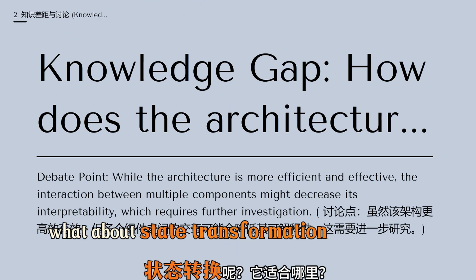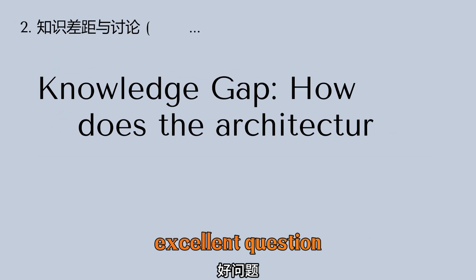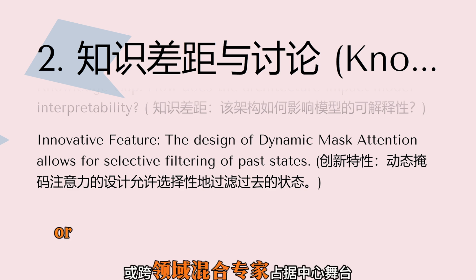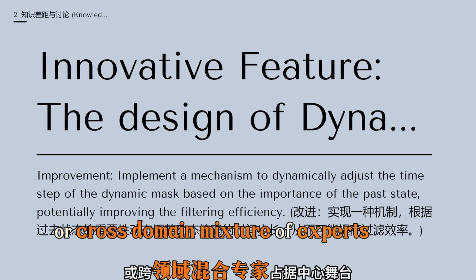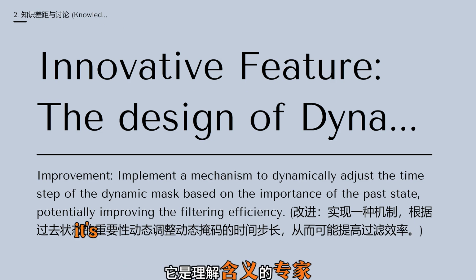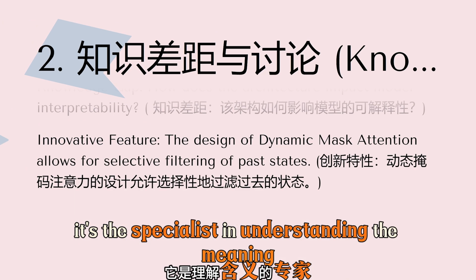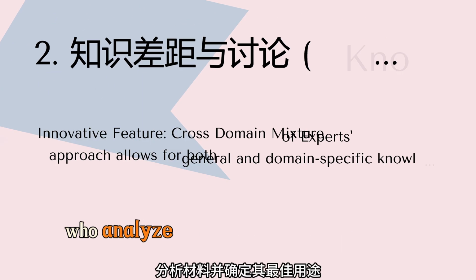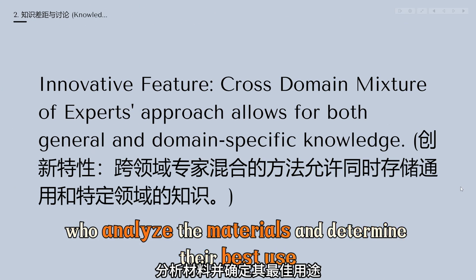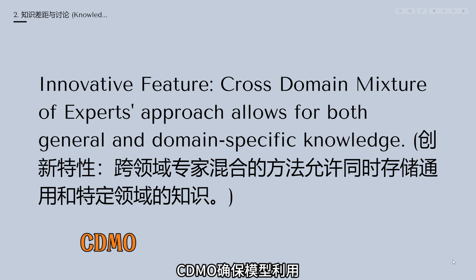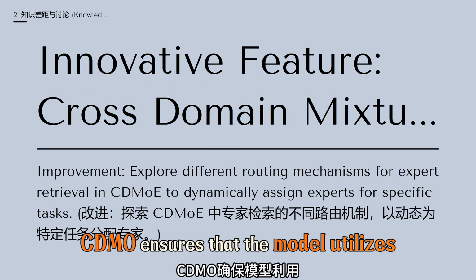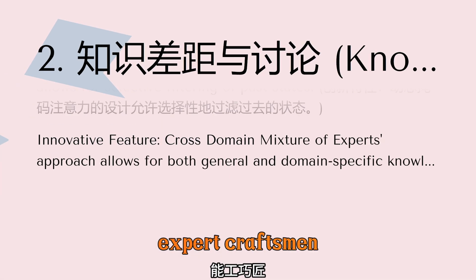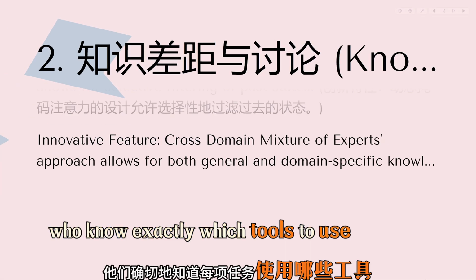What about state transformation? Where does that fit in? Excellent question. That's where our third innovation, CDMOE, or cross-domain mixture of experts, takes center stage. It's the specialist in understanding the meaning and context of information. So it's like the team of experts who analyze the materials and determine their best use. Precisely. CDMOE ensures that the model utilizes its parameters efficiently, like a team of expert craftsmen who know exactly which tools to use for each task.